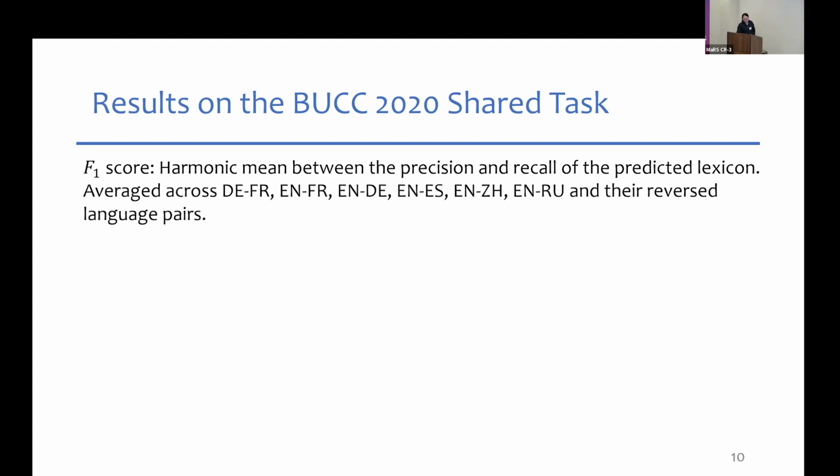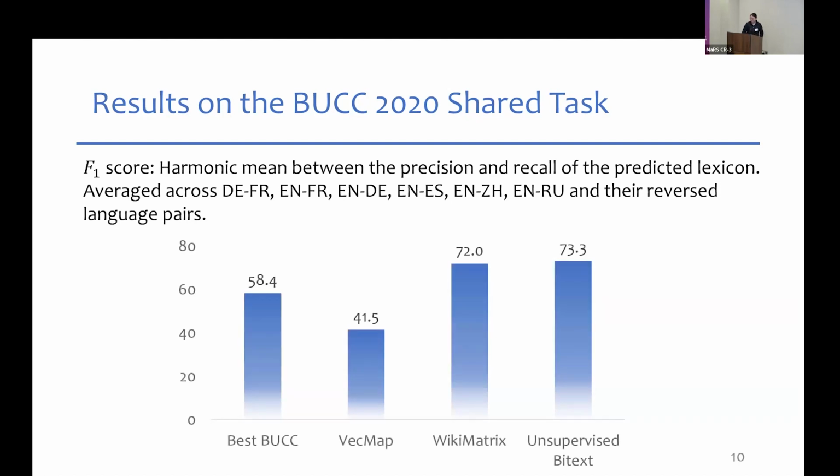And the results below would be averaged across 12 language pairs, that is German to French, and also French to German reversed, and also for all these 6 language pairs mentioned here. And the highlight is the best BUCC, which refers to the best performing system in the BUCC 2020 shared task, which is the data we use.